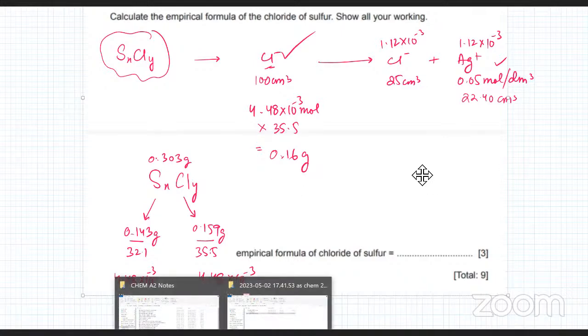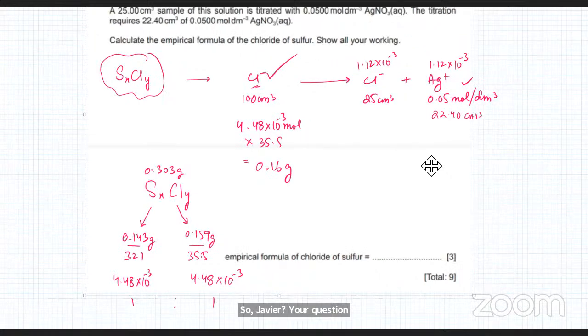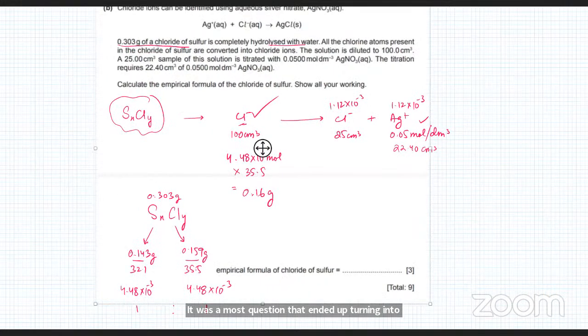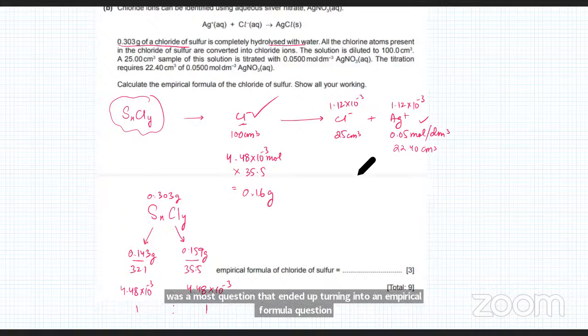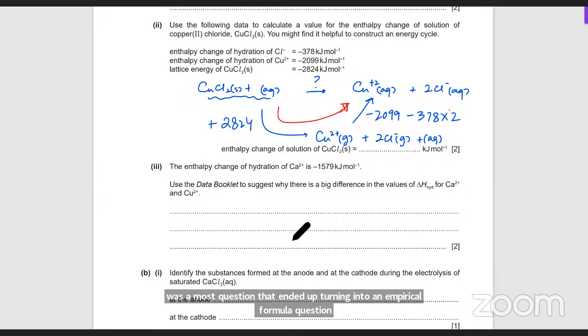So Javier, you clear your question? It was a moles question that ended up turning into an empirical formula question. तो खैर मैं ये पेपर कंप्लीट कर लूं, उसके ग्रुप में भेज देना, मैं वहां पे आंसर कर दूंगा, ठीक है?